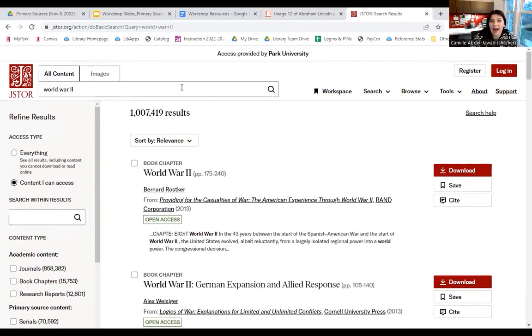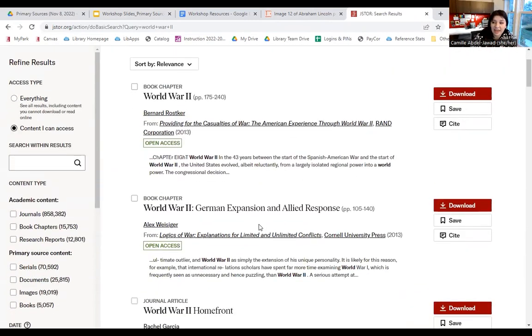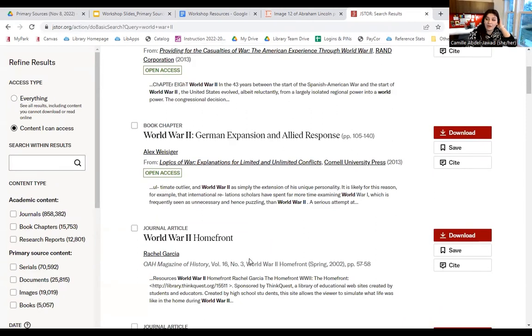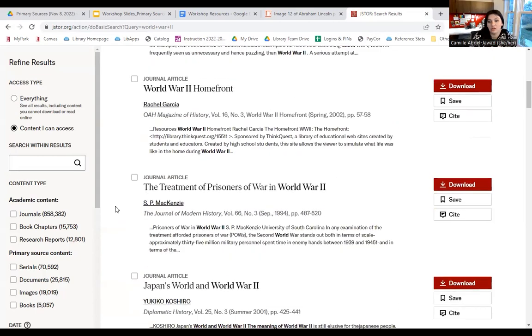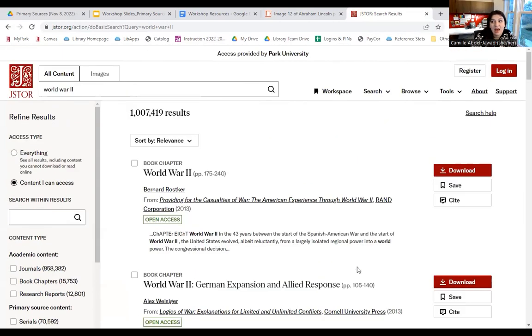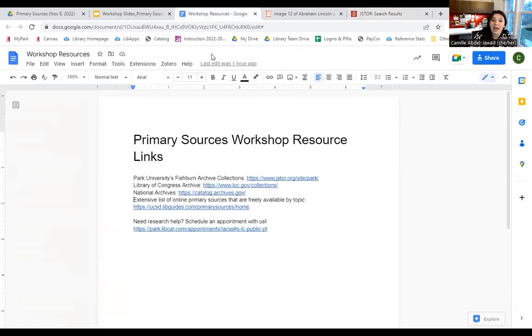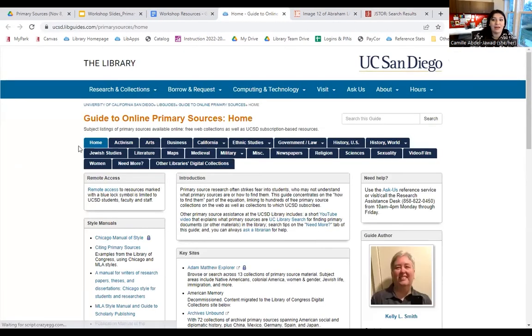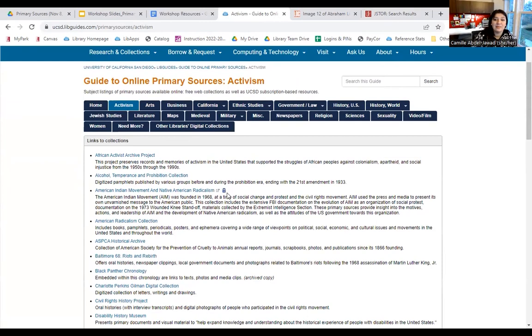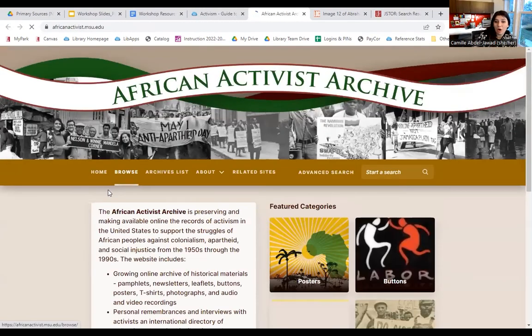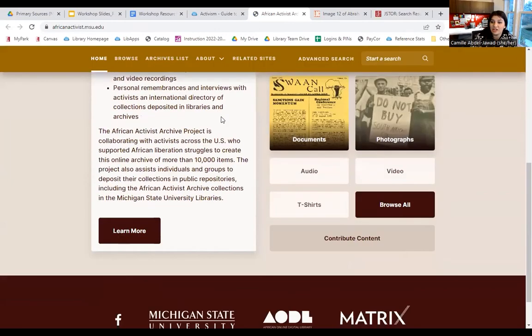Again, all of this access is provided by Park. So if you're signed into Canvas or you're signed in through Park's My Park portal, it'll just shoot you right through and you'll be signed in to all of the resources that are available through Park's library. So this is a great resource to help you as you begin to do additional research. And I have included a link here to another library guide through UC San Diego that has lots of online primary sources, and a lot of them are open access. Some of the ones with a lock are not, but a lot of them are open access to help you as you begin to search for things.